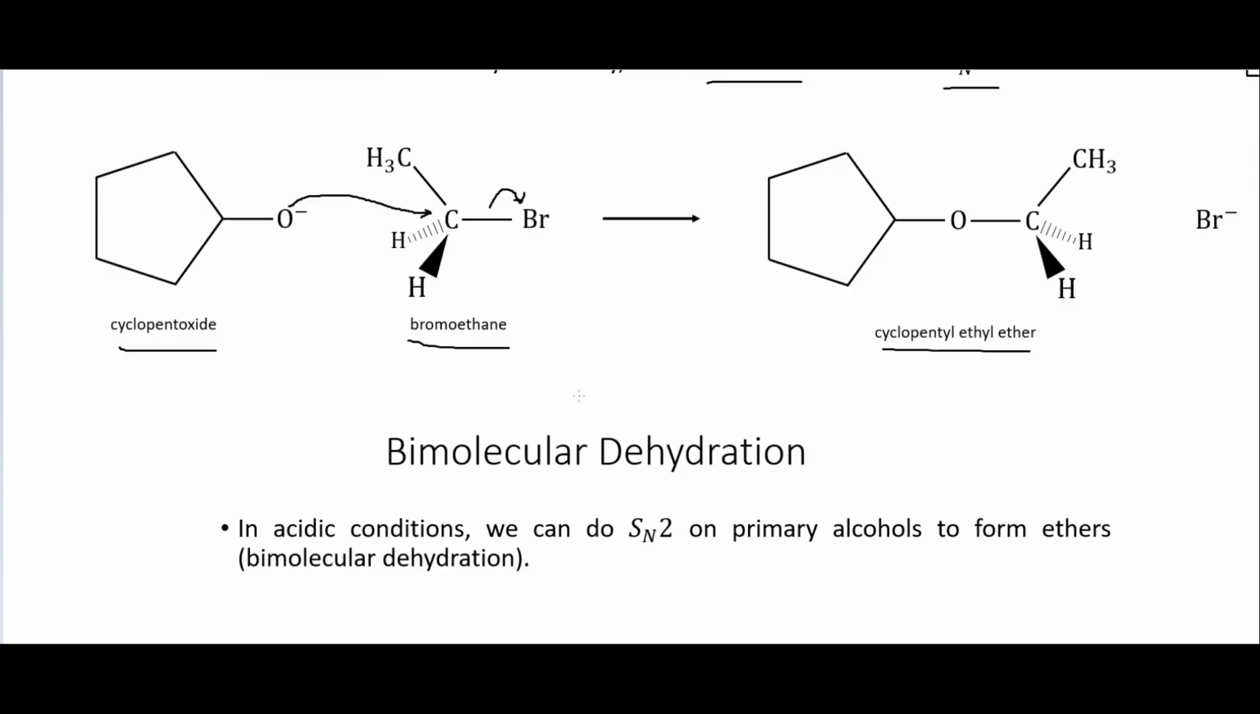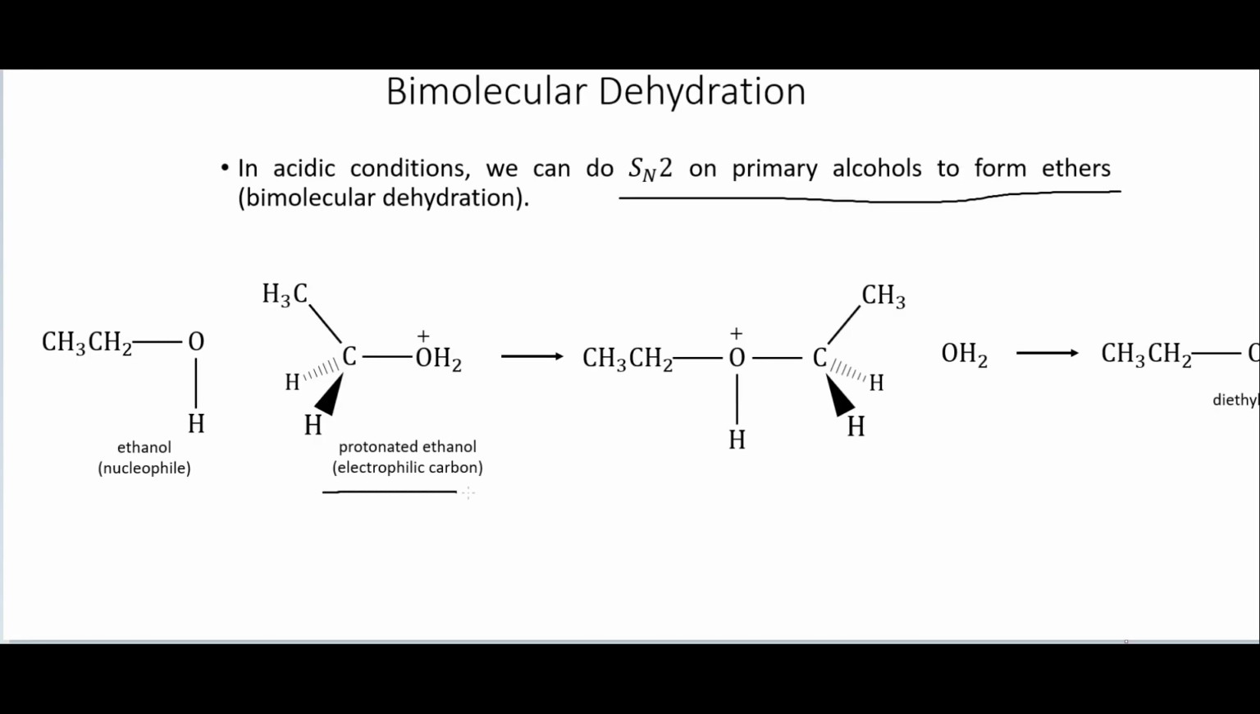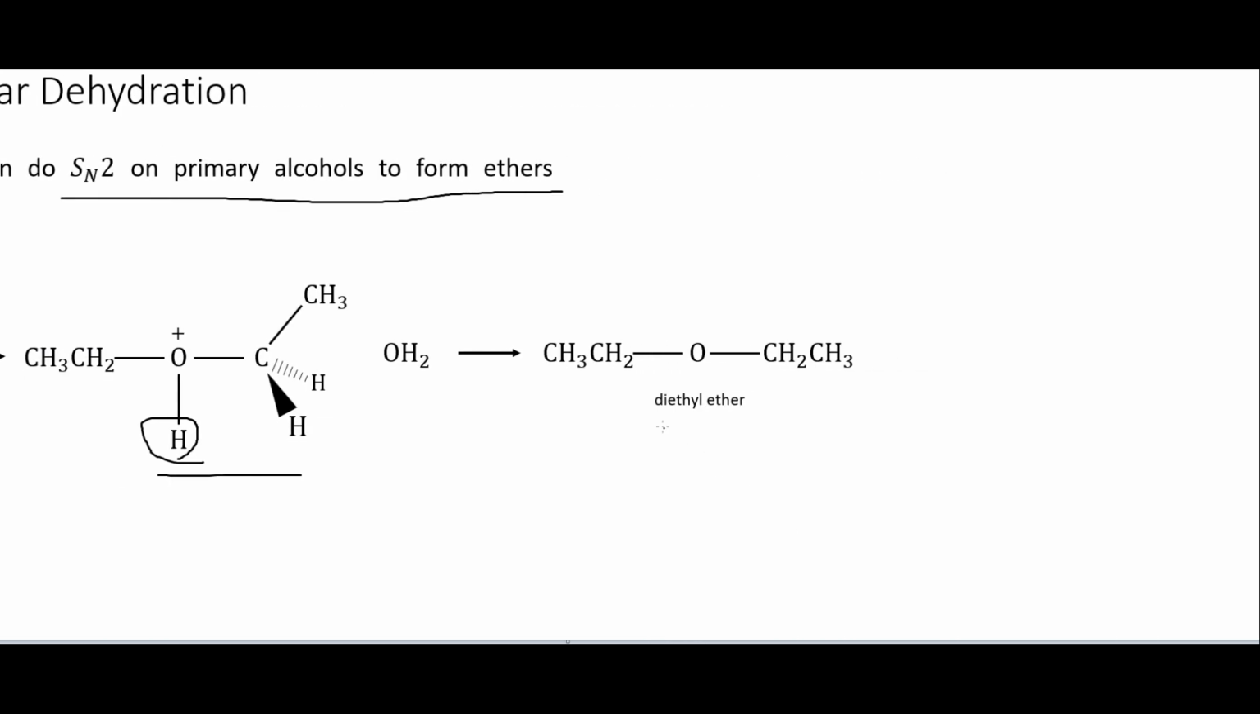And another way we can form ethers is what's called bimolecular dehydration. So in acidic conditions, we can do SN2 on primary alcohols to form ethers. So we have this primary alcohol right here. We bring in another one of our alcohols right here. This will attack that. This leaves as water. And so we end up with this right here. We can deprotonate this with just another alcohol. And then we end up with this right here. So we can make diethyl ether this way.